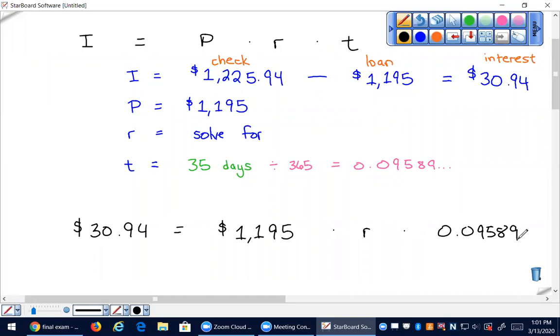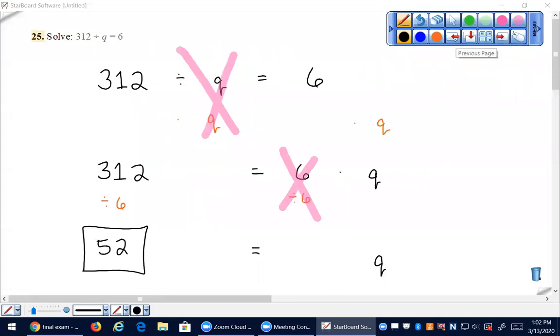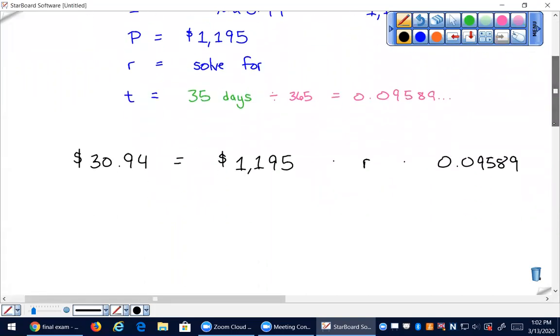I'm just plugging each of the 4 blue things into where they go in my formula. And that looks a lot like this. I have an equation with a letter in the middle. So how am I going to deal with the fact that my r is trapped sandwiched in between 2 numbers? I want to get that r out by itself. Just multiply first and then divide that.